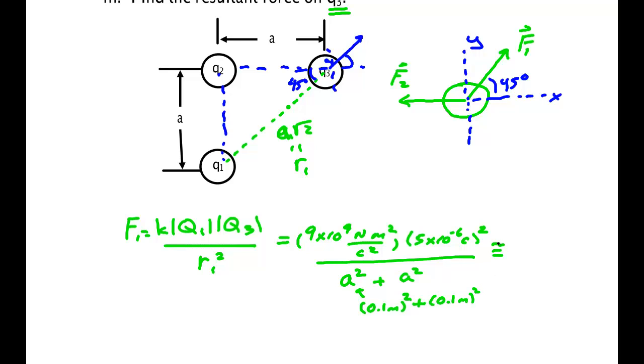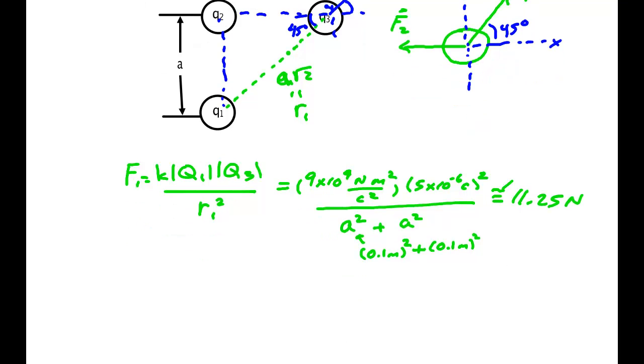Now that I have all those numbers, I take my calculator and compute. So 0.1 squared plus 0.1 squared equals, inverse that, times 9 E 9, times 5 E minus 6 squared, and I come up with 11.25 newtons. All right, not looking yet to find the x and y parts, just finding the magnitudes.